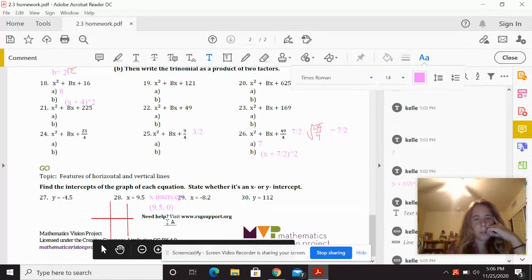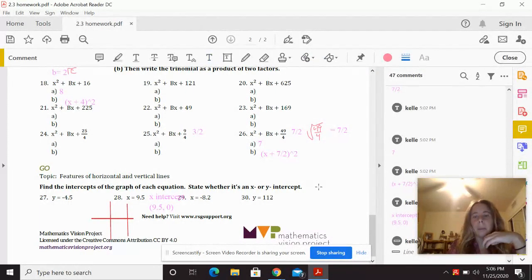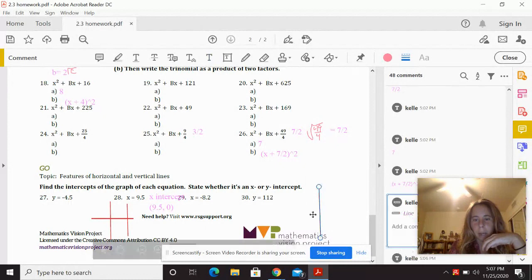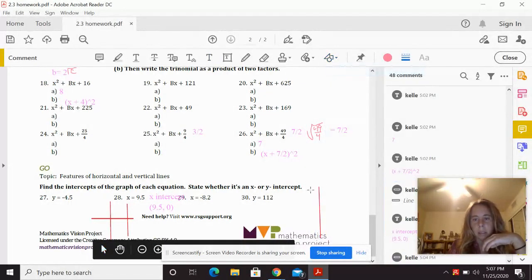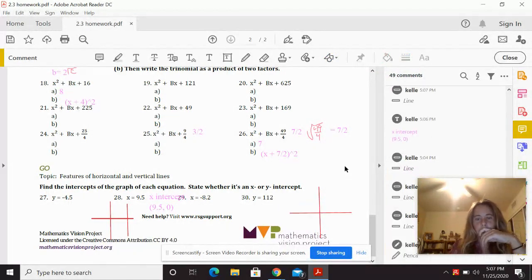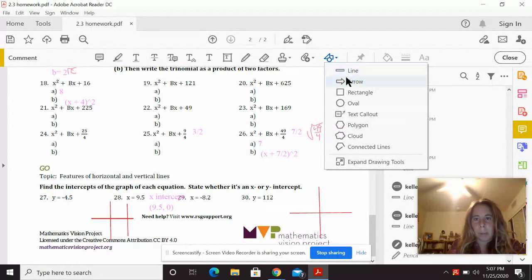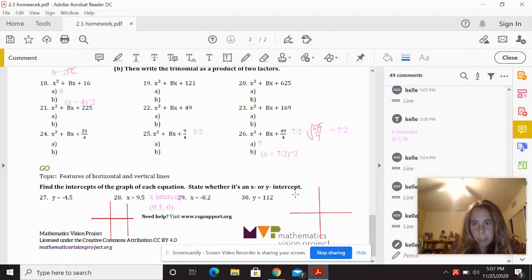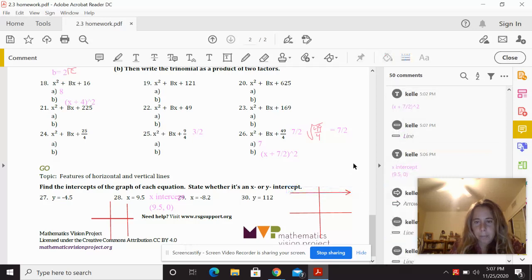Let's do one of the y's. So let me redraw. If you get it, obviously you can stop watching me. Here's my y-axis. Here's my x-axis. All right. y equals 112. So we'll make it way up there. Maybe my arrow will be a different color. So y equals 112. Nope, same color. All right. So that's the graph of that line.